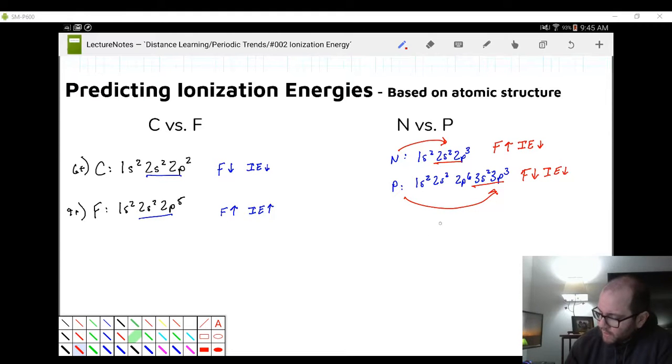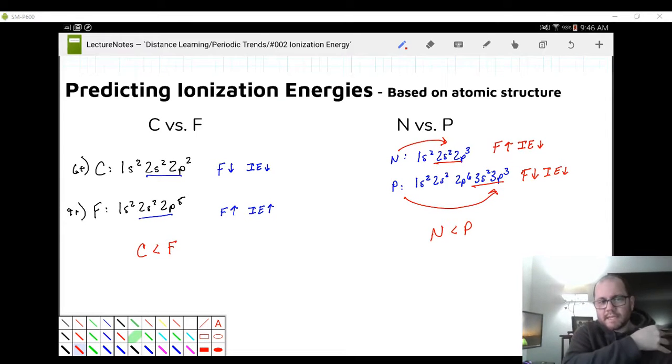So as a result, our final comparison is phosphorus is lower than nitrogen, and carbon is lower than fluorine. Now this explains that general downwards trend from the shells and explains the upwards spike from the proton number, but it doesn't explain all of the zigzagging that occurred in between the two.